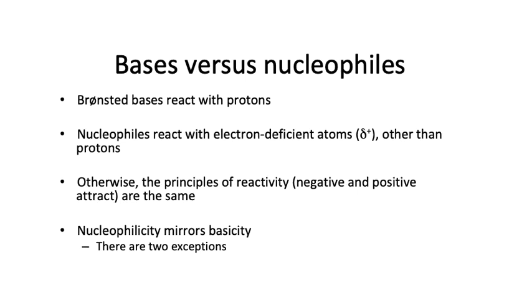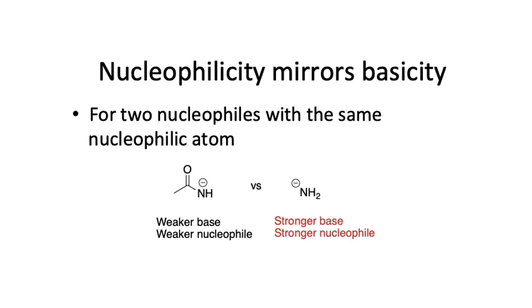Next, we'll discuss the difference between bases and nucleophiles. When we talk about a base, we have been using the Bronsted definition of a base, or proton acceptor. Nucleophiles react with other electron-deficient atoms, not protons. In general, a strong nucleophile is also a strong base. For example, here are two nucleophiles with the same nucleophilic atom. The amide, NH2-, is the stronger base and the stronger nucleophile. The weaker base is resonance stabilized, making it lower energy and a weaker base. It's also a weaker nucleophile.